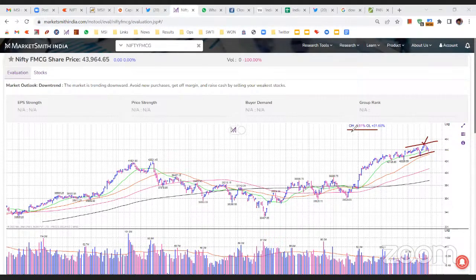Some of the other macroeconomic pointers that are giving positive signs for the sector are a drop in palm oil prices. Palm oil is used as a major ingredient in a lot of the food processing industry, and recently we have seen a 50% drop in palm oil prices. So stocks like HUL and Britannia, which use palm oil as their raw material, will definitely have good margins. This will definitely be a positive for these stocks going ahead.